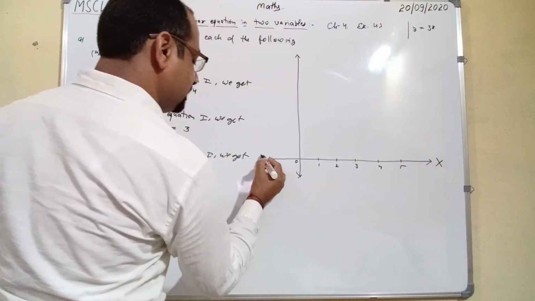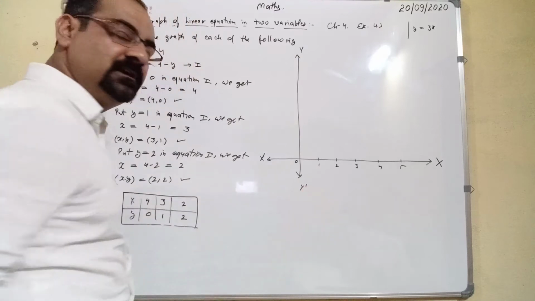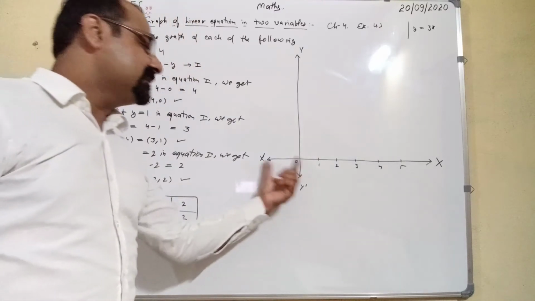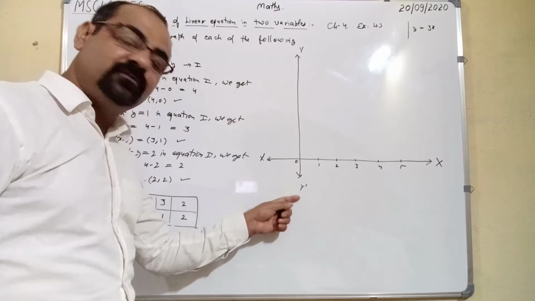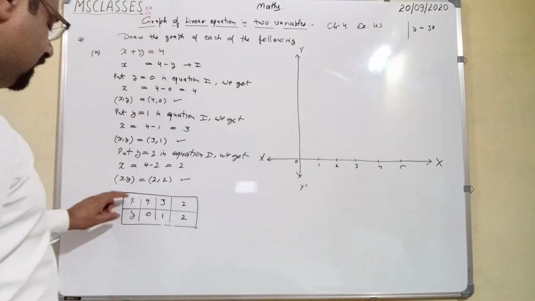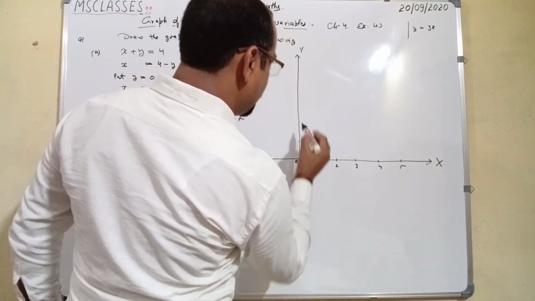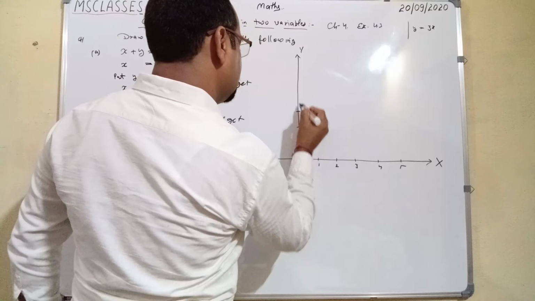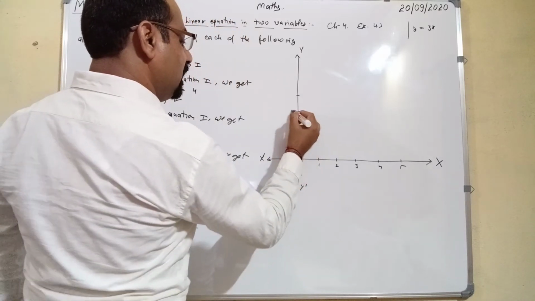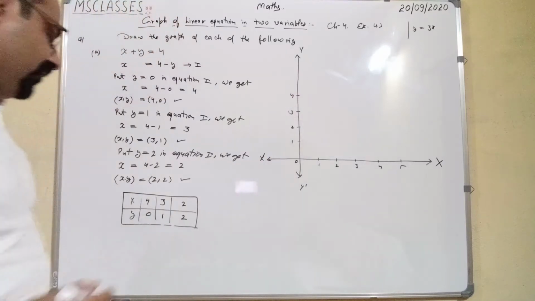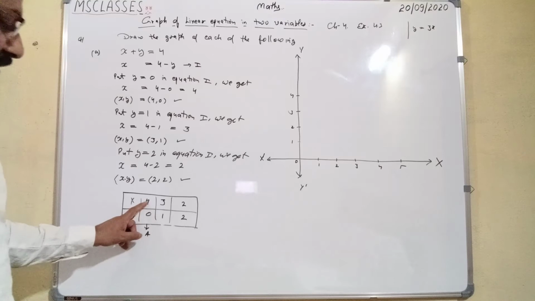This is x and this is x dash. This one is y and this is y dash or minus y. X toward the left is negative, y toward down is a negative. Now equal points at equal distance toward positive y, this is plus 1, 2, 3 and 4.